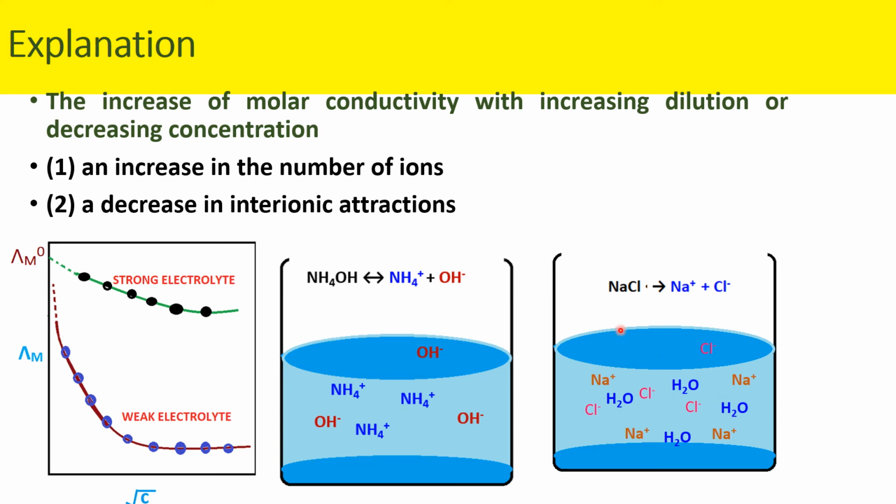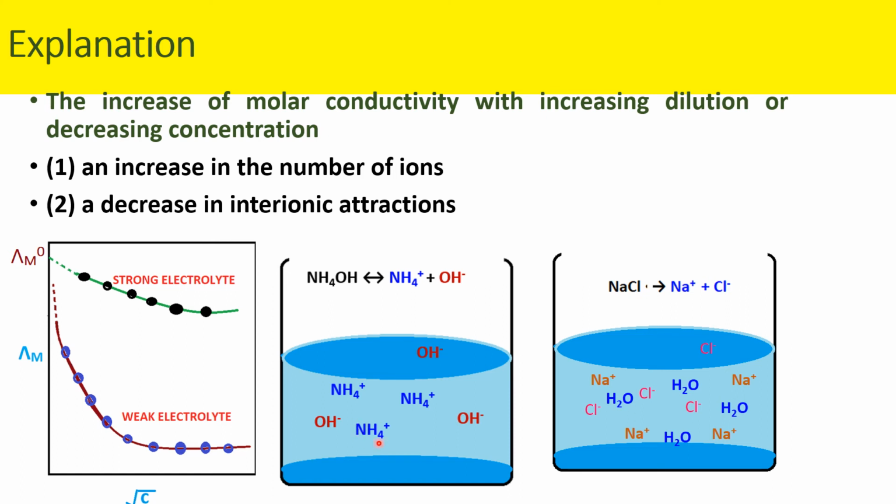For a weak electrolyte, the molar conductivity is low at low dilution since the electrolyte is only slightly ionized. Increasing dilution means more water molecules are added here. So with increasing dilution, the molar conductivity increases because the separation between the ions increases, and the electrolyte undergoes greater ionization.